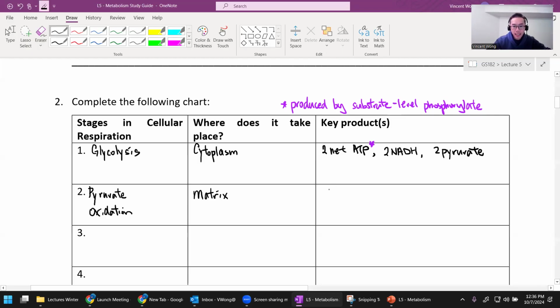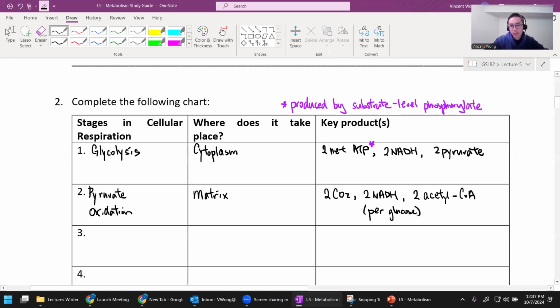And pyruvate oxidation is going to produce 2 carbon dioxide, 2 NADH, and at the end you will get acetyl-CoA. Okay, there are three things that happen, right? Each pyruvate will lose a carbon dioxide. You remove high energy electrons from it, and you will capture them with NAD plus, creating NADH. And then you will add an energizing molecule called coenzyme A, creating acetyl-CoA. Now, I just want to put in brackets here, all these products are per glucose.